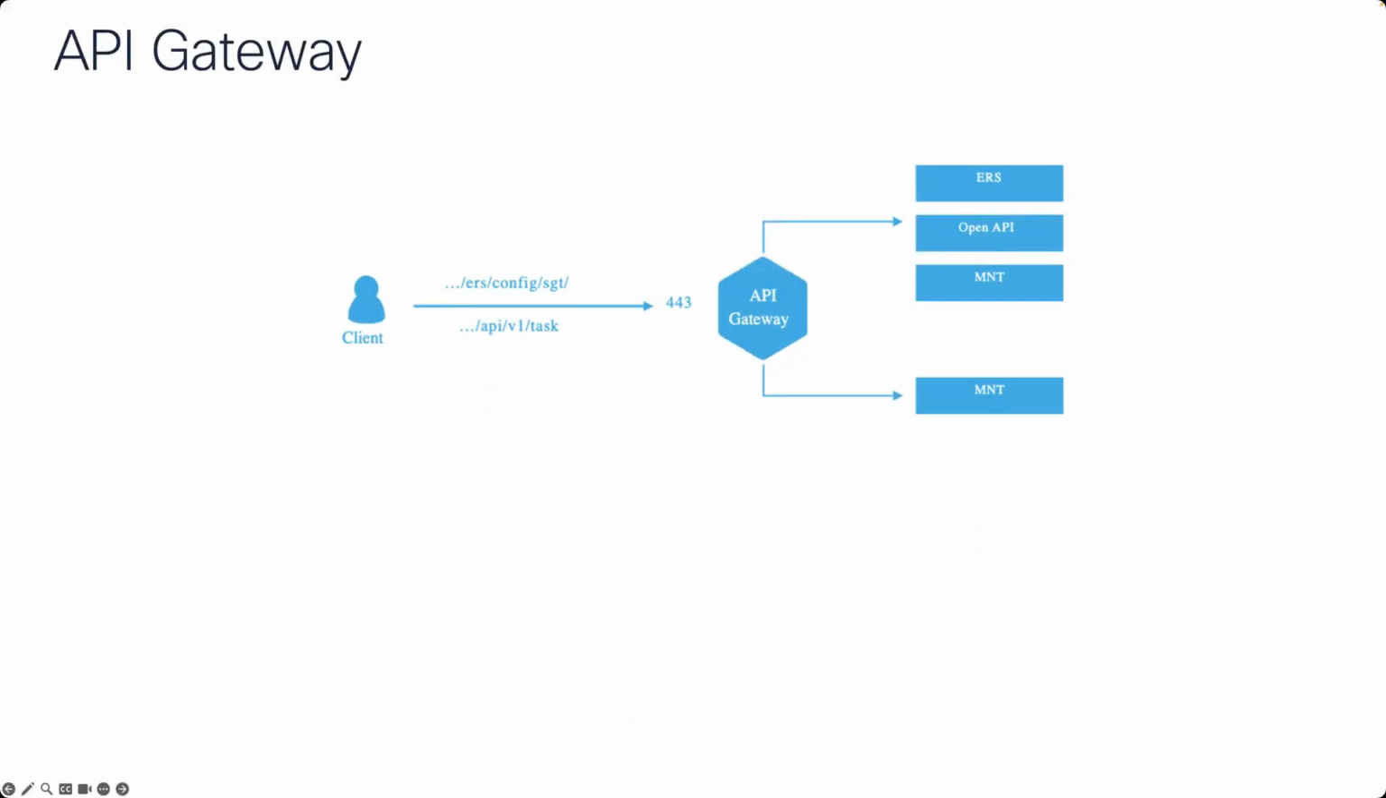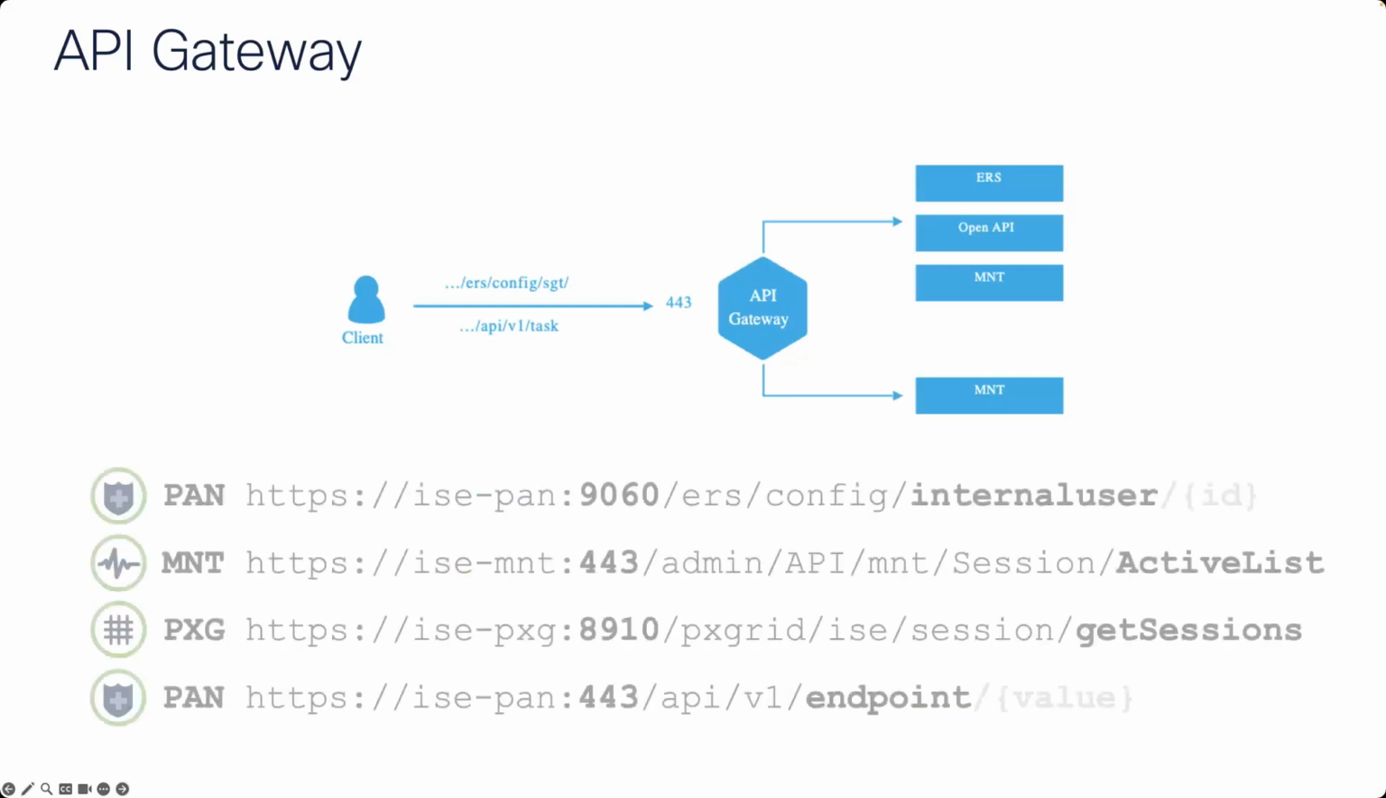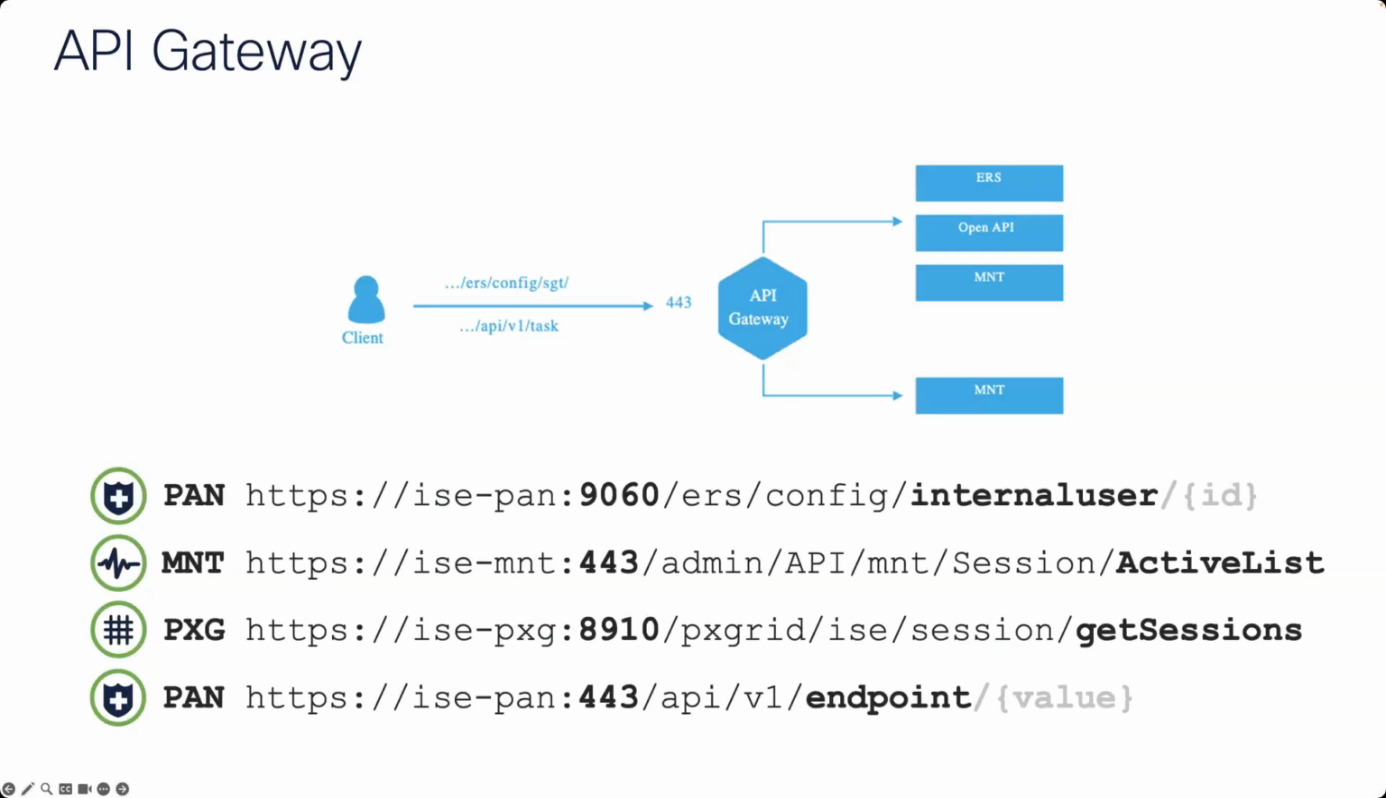All your APIs are sent to port 443. The API gateway's job is then to send your ERS APIs to port 9060 on whichever host that you're sending that ERS API to, or port 443 for your OpenAPI, your M&T APIs, your secondary M&T APIs, whatever. So if you remember this whole list here, you're now just addressing these through port 443.